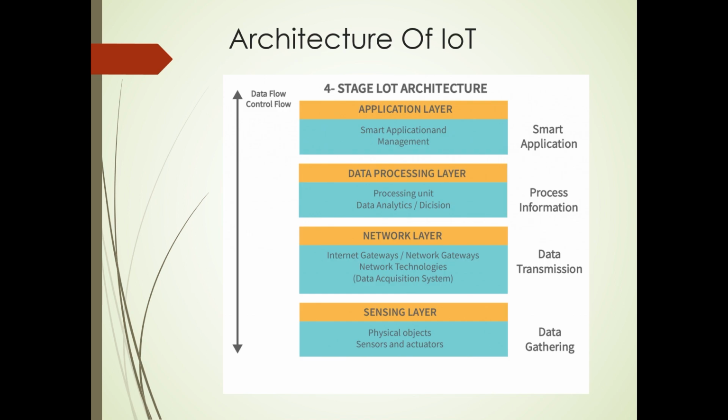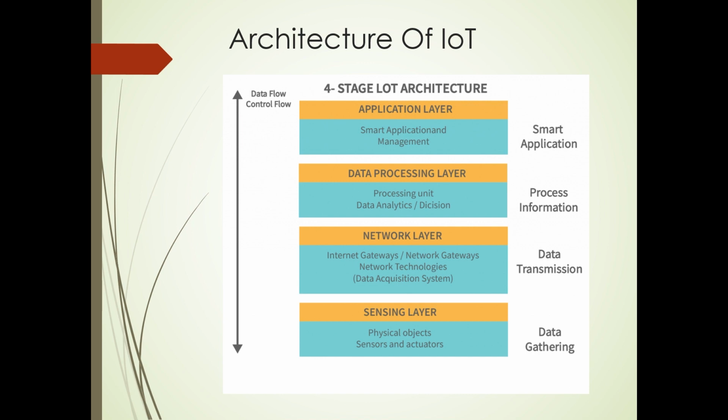So then the very important part of IoT, its architecture, we learn about it. There are various layers in IoT architecture: sensing layer, network layer, data pre-processing layer, and application layer. In the sensing layer, physical objects are present, like sensors and actuators. We use these objects to gather the data, so they are also termed as data gathering objects.